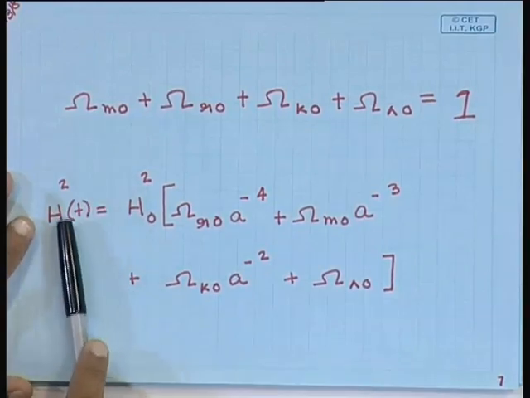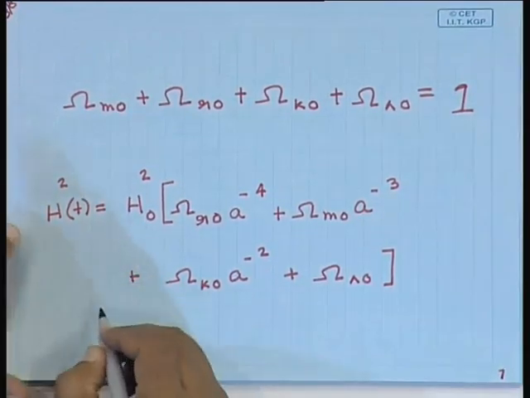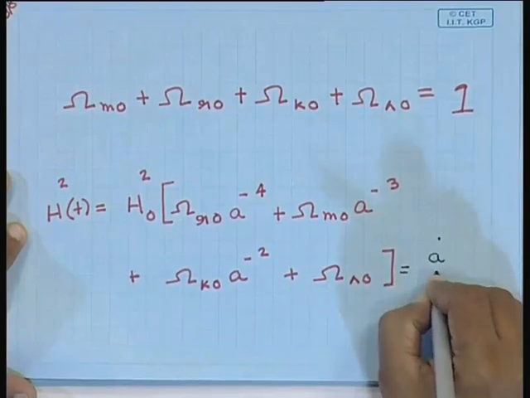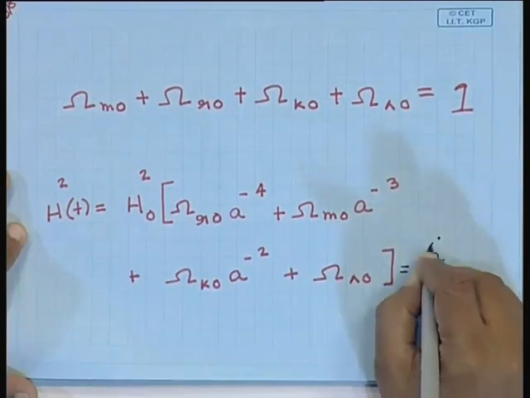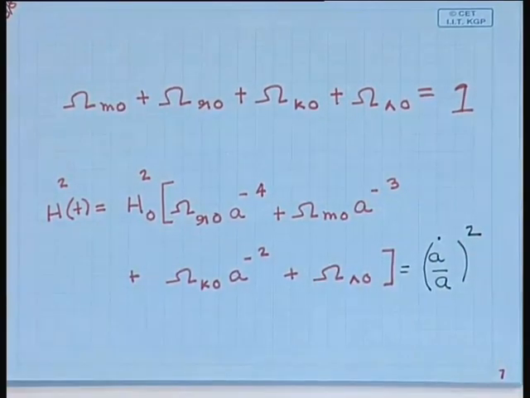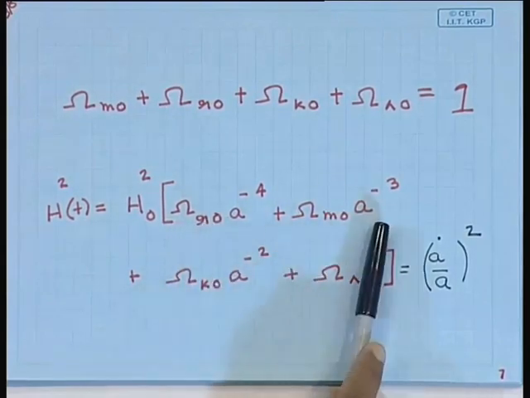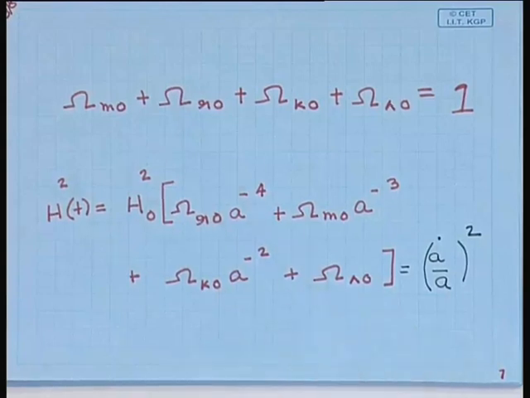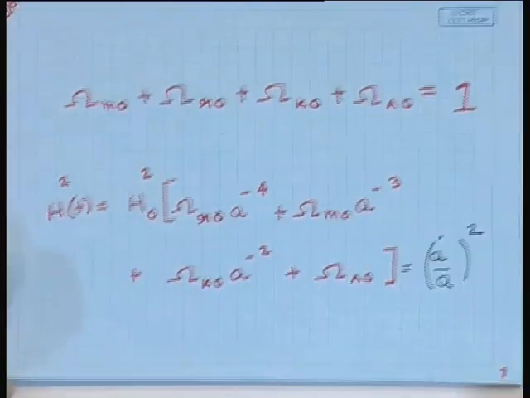So, this is the equation that we wish to solve. A dot by A, this is the Hubble parameter, is also A dot by A squared. So, this is a differential equation that you have to solve. In this differential equation, the unknown parameter is the scale factor A. We want to solve for the scale factor as a function of time. That tells us the expansion history of the universe. That is what we want to do.